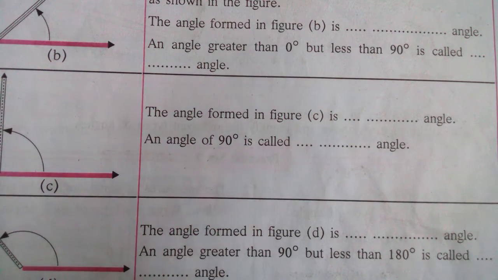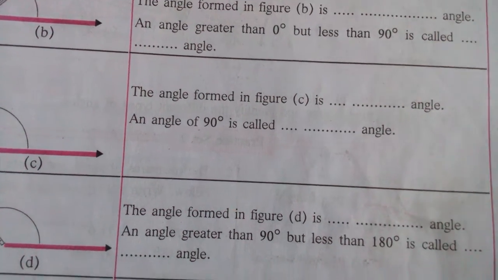Then next, this is the obtuse angle. All of you know now what is meant by obtuse angle. The acute angle means greater than 0 degree and less than 90 degree. A right angle means an angle of 90 degree. And an obtuse angle means an angle greater than 90 degree but less than 180 degree.